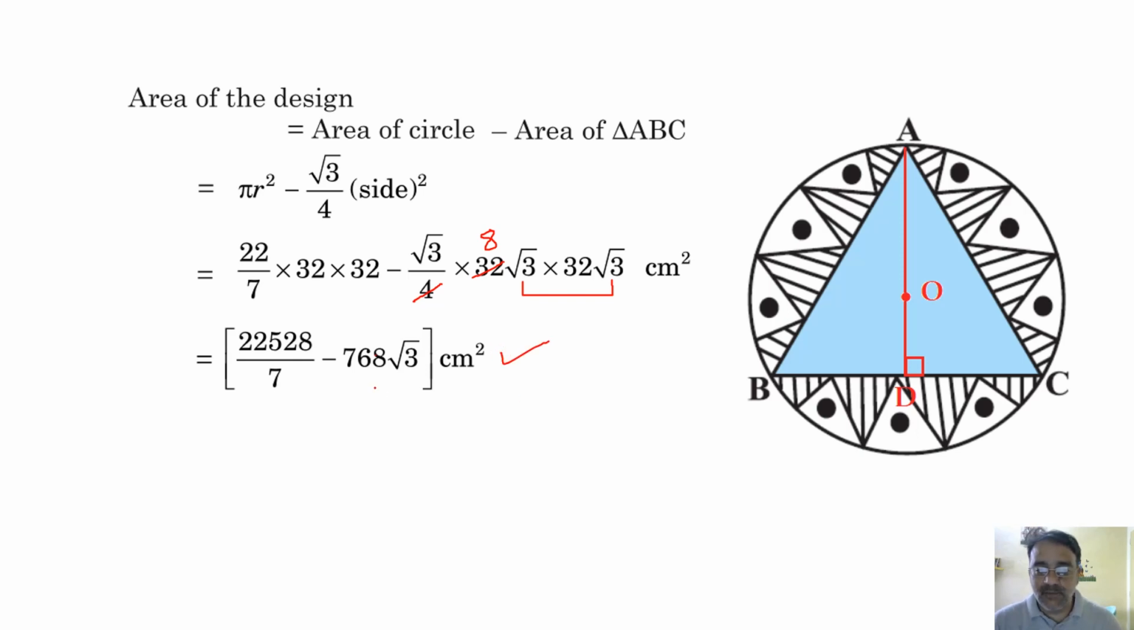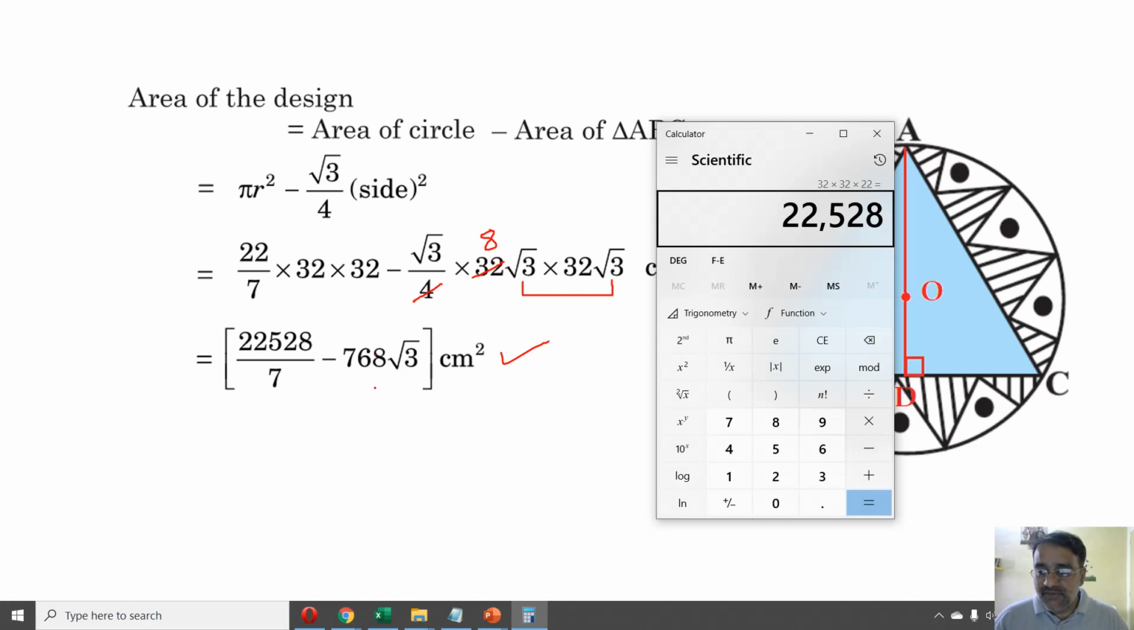In fact this is the answer given in the book, but we have to go further, one or two more steps. When you divide 22,528 by 7, you will get 3,218.29 approximately. And the value of root 3 is 1.732 into 768, you will get 1330.18 approximately.